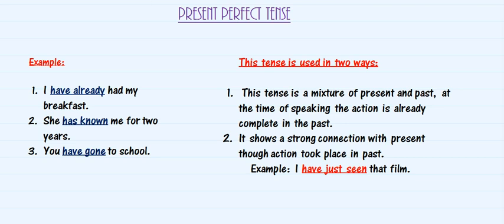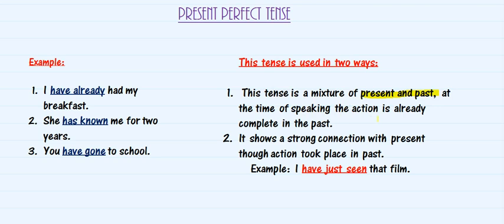Present perfect tense is a proper mixture of both present and past time. In this one tense, you will surely see both actions: the action that has been completed in the past time but has a strong effect in the present time of speaking that action. So let's see, the definition here is this tense is a mixture of present and past. At the time of speaking, the action is already complete in the past. That is what the main point is.